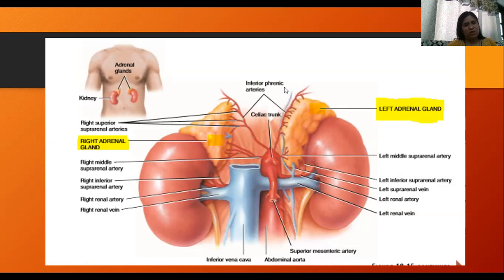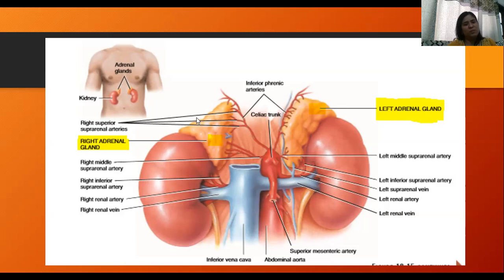As you can see, they share the blood supply of the kidney, from the superior, the middle and the inferior suprarenal arteries, from the celiac trunk, and also the inferior phrenic arteries. Okay. And they are a highly vascularized structure, just like your thyroid gland, which is also a very vascularized structure. So these are your adrenal glands on both the kidneys, right?